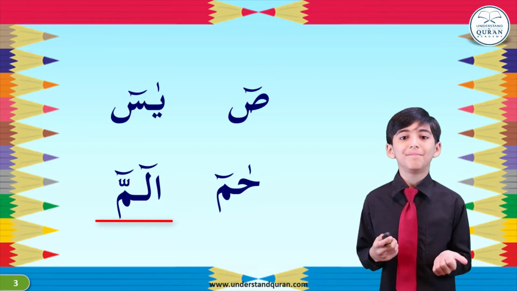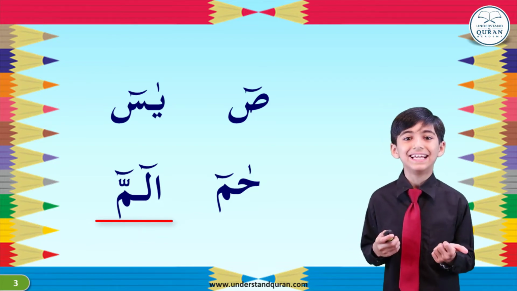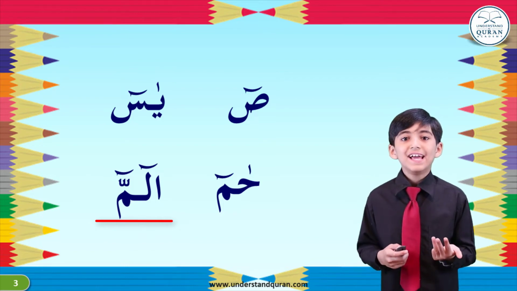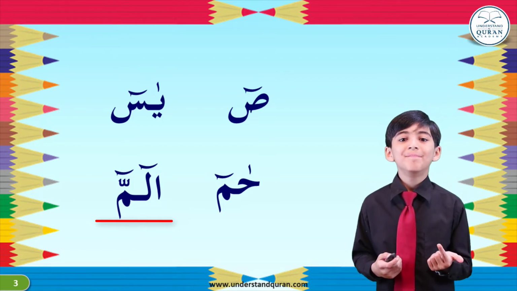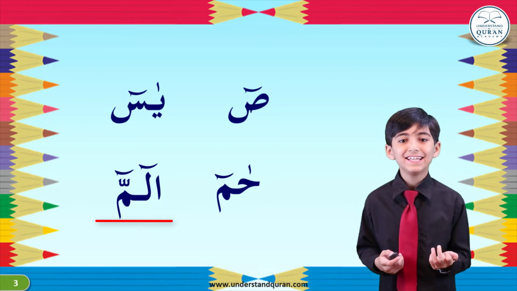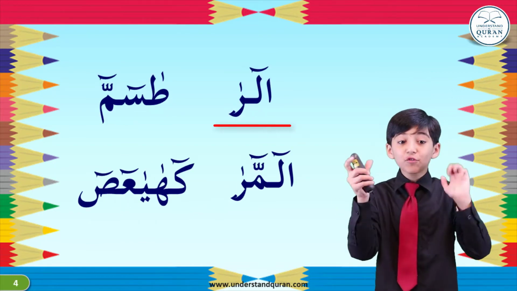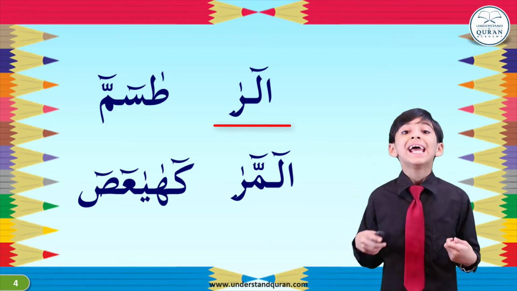Alif, lam, mim. Alif, lam, mim. A bit shorter one now. So 6 for lam, 2 for ra.